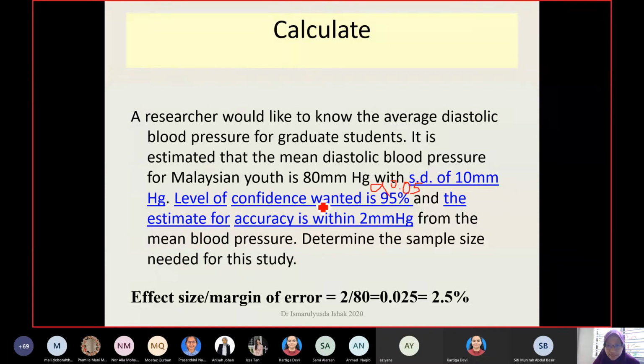If your level of confidence is 99%, your alpha will be 1%. It will be automatic. So this means that your Z will be 1.96. And this is your estimate of accuracy within 2 millimeter mercury, meaning this is your delta. This is your sigma. This is your delta. This is your alpha.